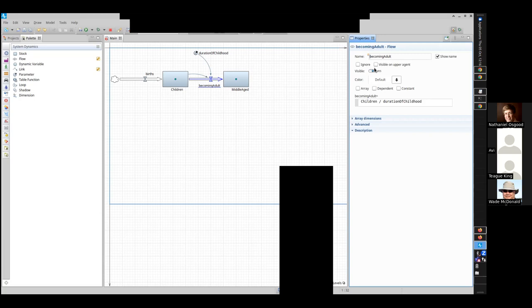The dimension of the flow has to be the dimension of the stock into which it flows, or out of which it flows, divided by time. This is a fifth recommendation. Please, on the final exam, do not tell me it's this times the duration of childhood. Please remember back to this lesson. Okay.